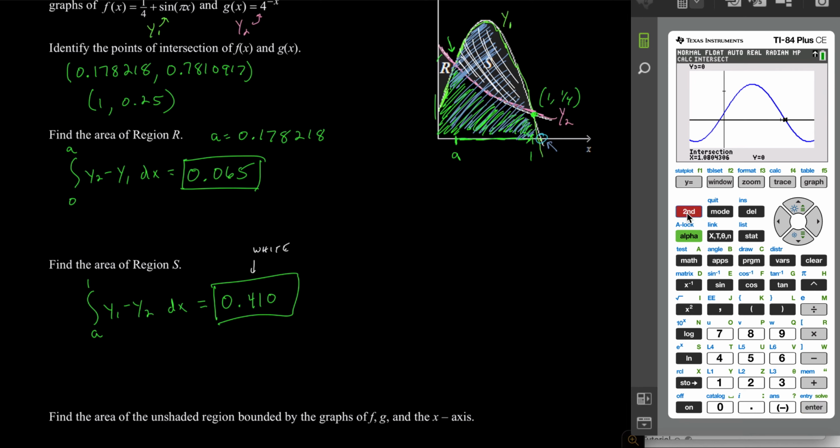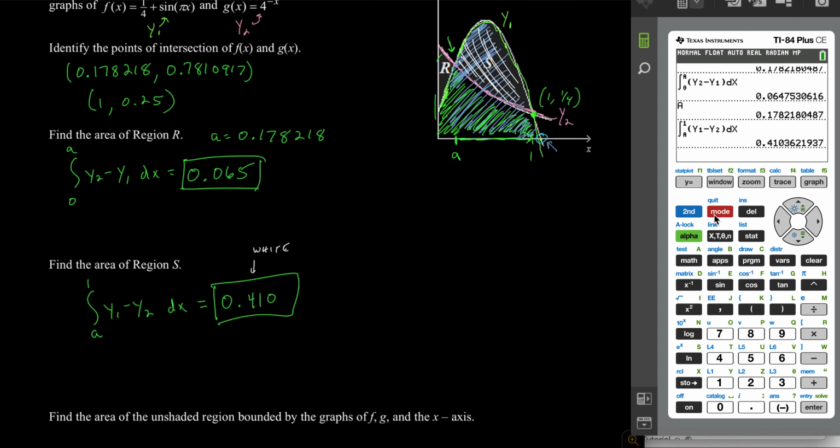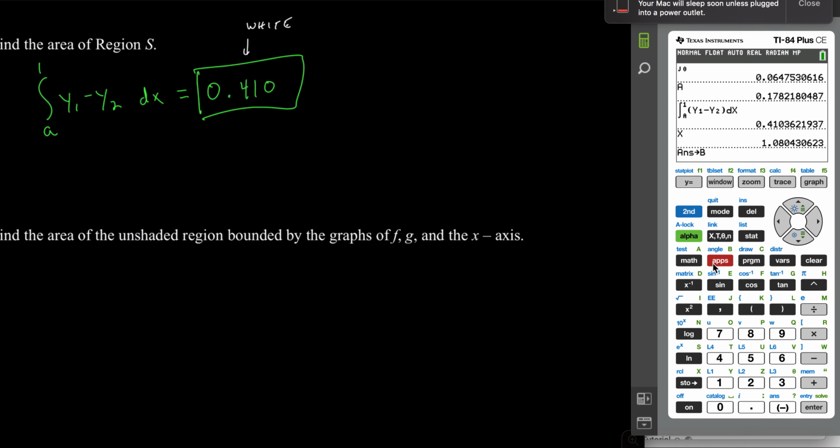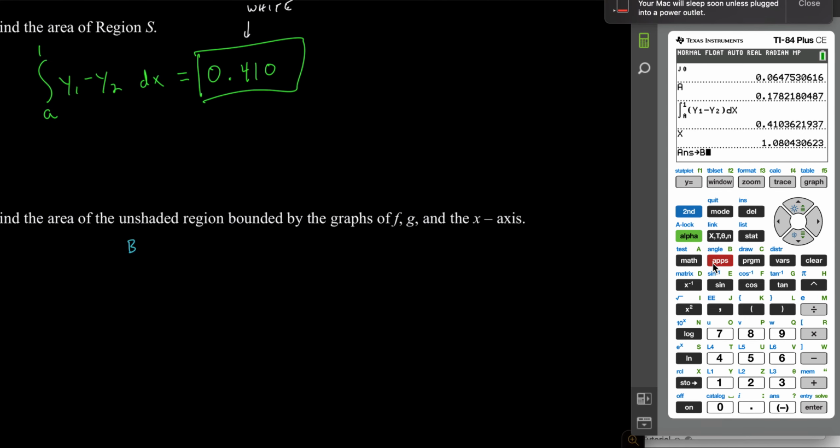So I'm going to quit out. I'm going to call x, and then I'm going to store it as b. And we're going to tell them that b, we want to find the white area. Technical difficulties. We're going to tell them that B equals 1.080430623. And it's stored as B already.